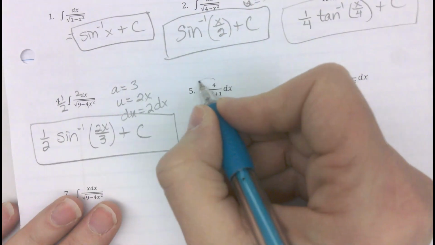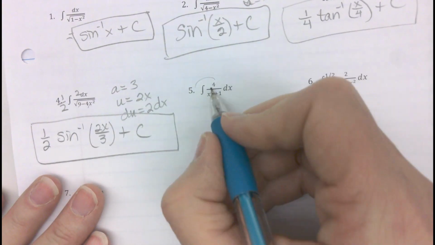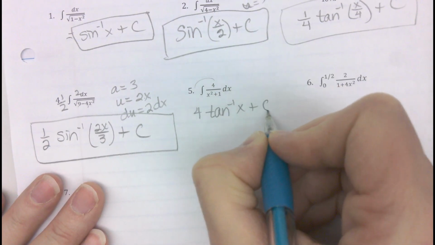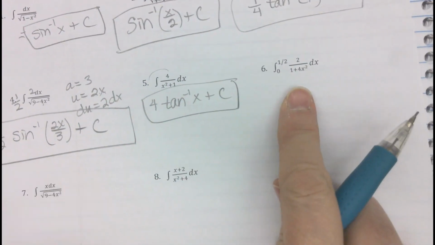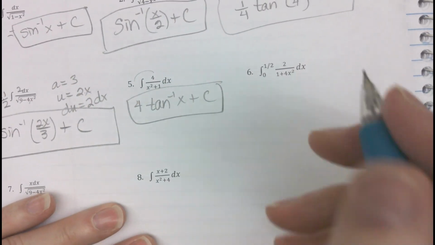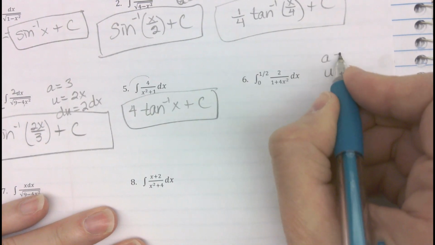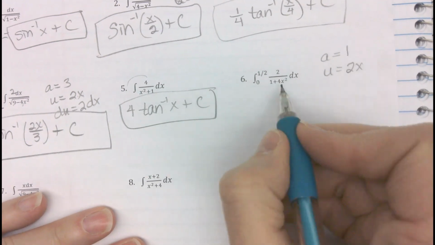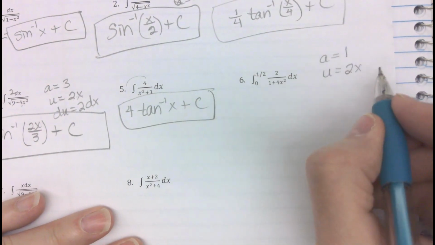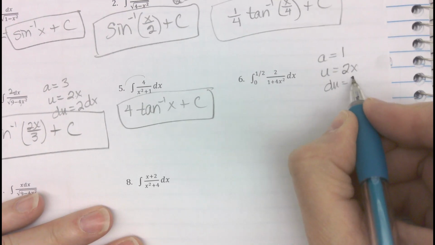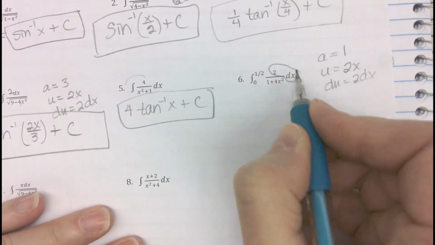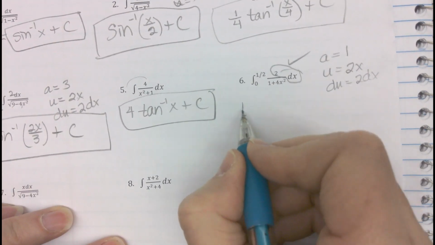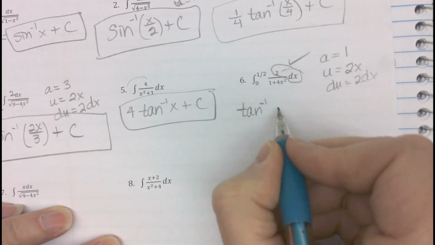This one is classic arc tangent with the 4 taken out, right? Arc tangent of x. This one's also arc tangent, isn't it? What's our u? What's our a? 1. What's our u? 2x. Again, the 4 is being taken care of, isn't it? Maybe. Du is 2dx, which we already have. Check it off. So we're looking at 1 over a, arctangent u over a.